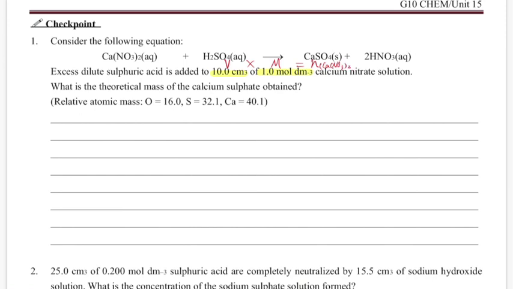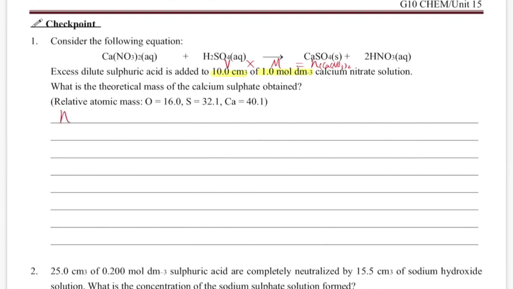Okay, and then if we know the number of mole of calcium nitrate, then by using the molar ratio, we will be able to work out the number of mole of calcium sulfate. And then we will be able to work out the molar mass, and finally work out the mass of the calcium sulfate obtained. Okay, so let's work out the number of mole of calcium nitrate first.